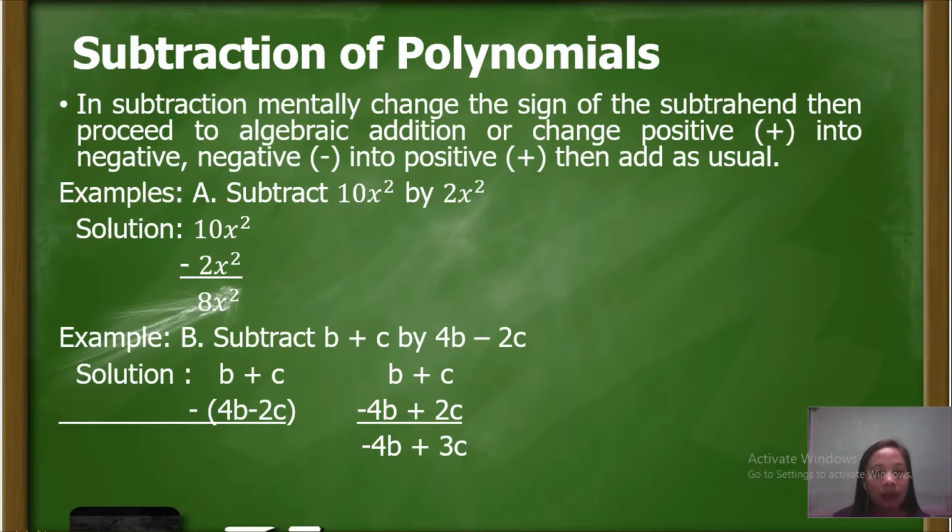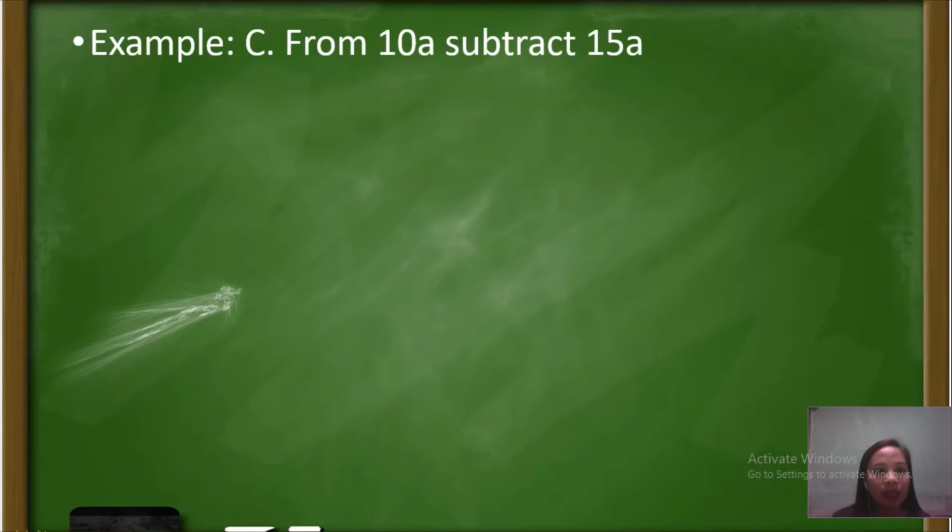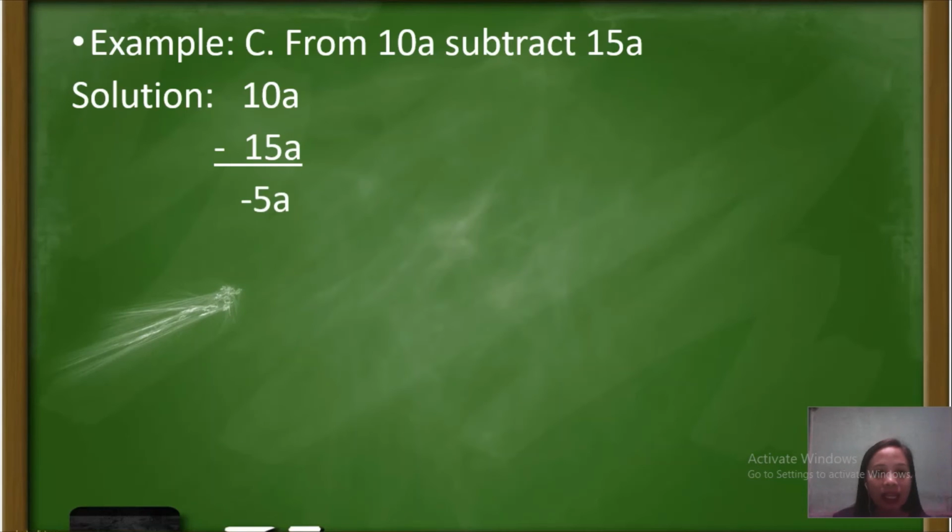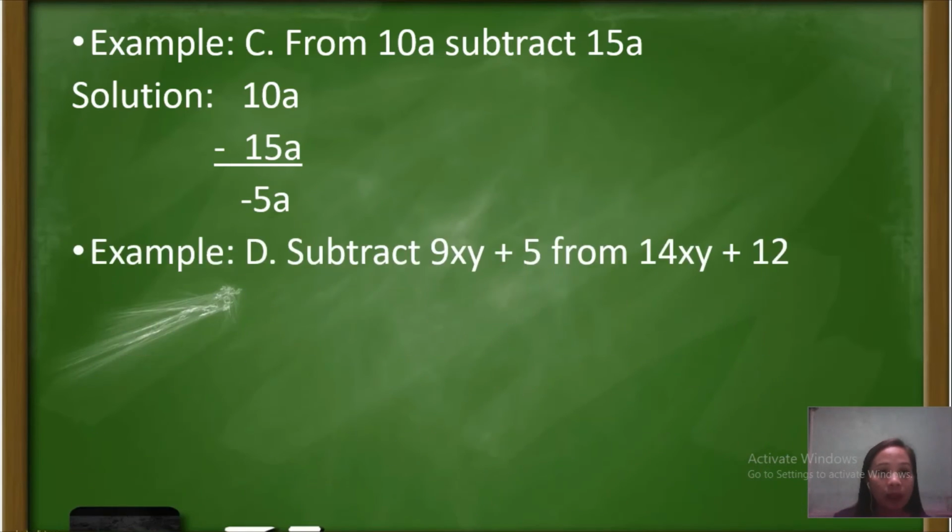b minus 4b, that is negative 3b plus 3c. That is not negative 4b, that is negative 3b. Example number 3, from 10a subtract 15a. Solution, 10a minus 15a, that is equal to negative 5a.